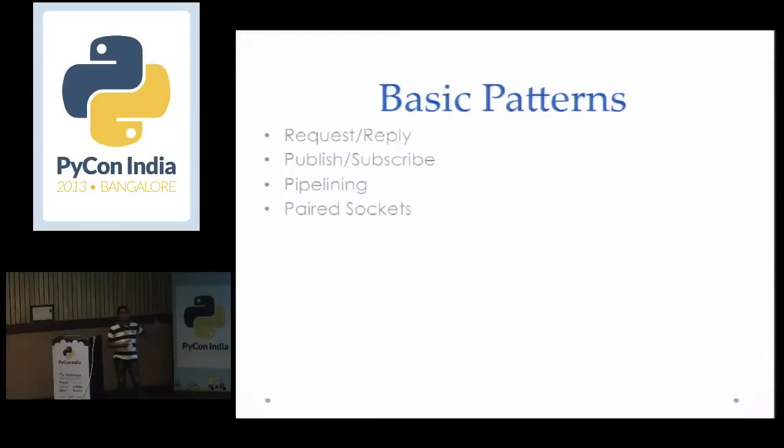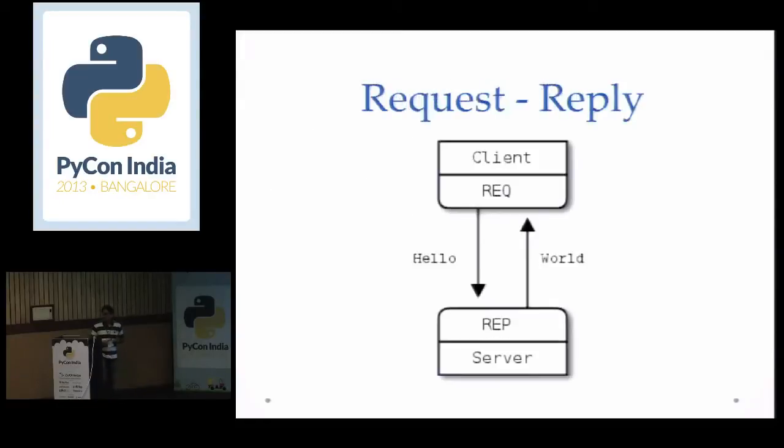I'll just explain the code for the first three patterns, which are the basic patterns that you would end up using in ZeroMQ, and you can use multiple patterns together with each other. So let's start with the basic request reply pattern. You have the server, which waits for any request from a client. The client will send hello, and the server needs to send world back to the client. So this is what we are trying to see now.